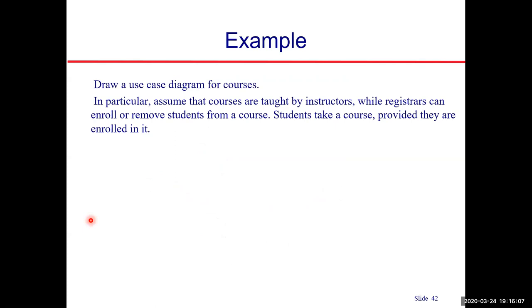Another example: draw a use case diagram for courses. In particular, assume that courses are taught by instructors, while registrars can enroll or remove students from a course. A student takes a course. The student is an actor, the instructor is an actor, and the registrar is an actor. A student takes a course; take a course is a use case, provided they are enrolled in it.